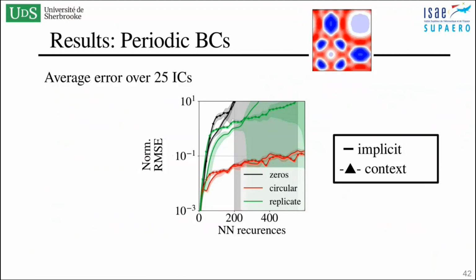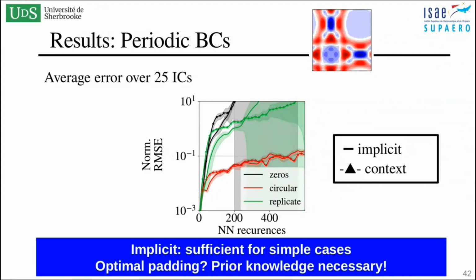We can conclude the same if we go to the periodic boundary condition strategy, since we see that the implicit case gives the same type of error evolution versus the context case. But we actually need to use the circular padding, so the periodic padding, because if not, the error will just diverge. And therefore, it tells us that we need some prior knowledge about the problem, of course, in order to impose the padding.